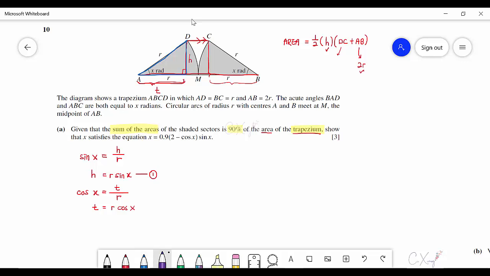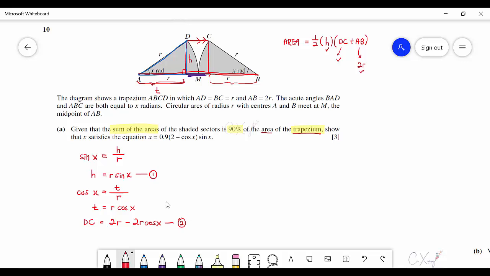All right, and I want to get DC. So DC is this length here. To get the DC, it is actually 2R, that means AB is 2R, right? So DC is 2R minus 2 times R cos X. So this is the DC, and I also express it in terms of R and X already. Then I will put everything together.